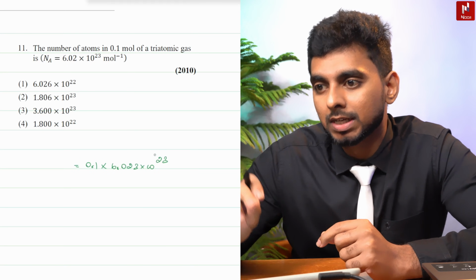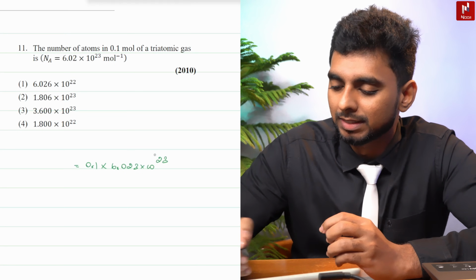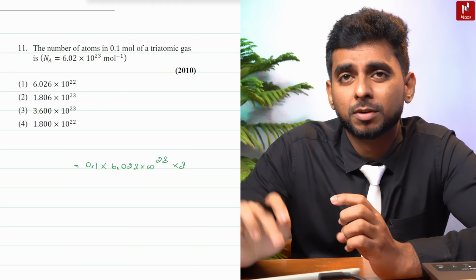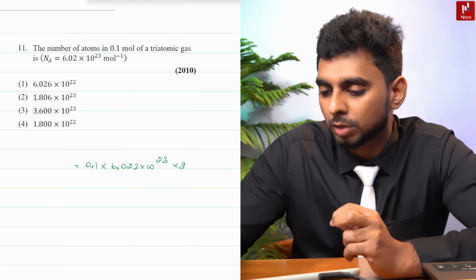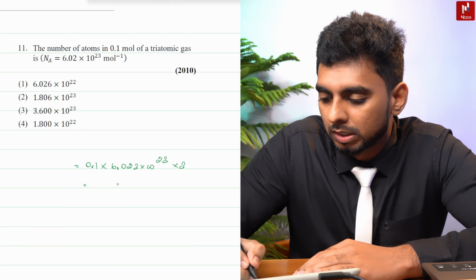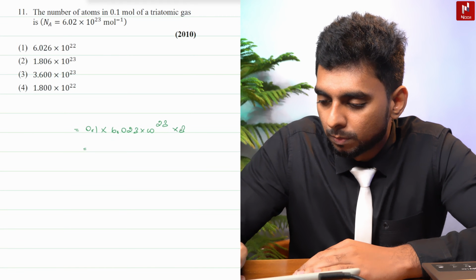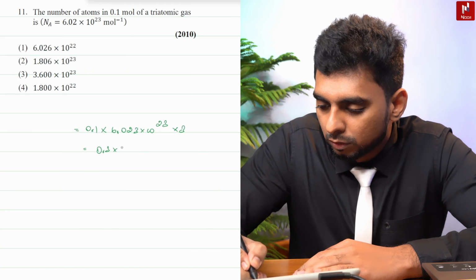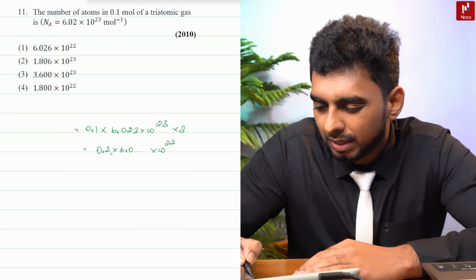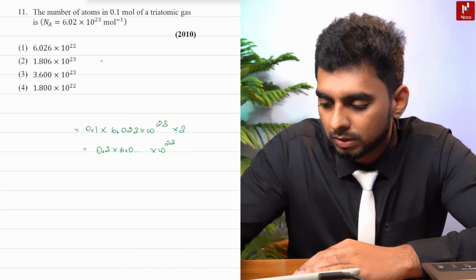What I need to get is the count of atoms. It is a triatomic molecule, therefore to get the atoms I'll have to multiply it with 3, isn't it? I've already discussed this logic, therefore if I just multiply it by 3, I'll end up getting the number of atoms in this triatomic molecule. Therefore here it should be 0.3 into 6.0-something into 10 power 23. So 0.3 into 6 will give you 1.8. Yeah, so 1.806 into 10 power 23.